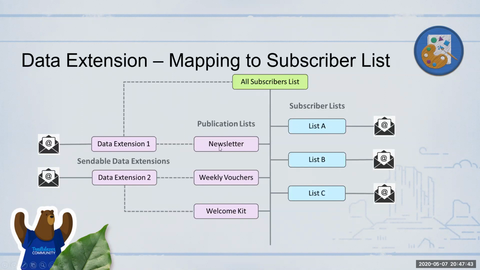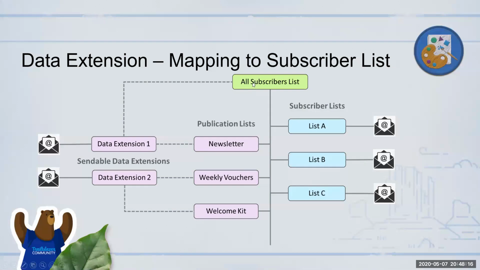It is very useful when you have different types of publications, for example, the case that I gave you. If you are sending a newsletter as one communication, weekly vouchers, or a welcome kit, each one is a different type of publication or communication that you're planning to send out. Every time I'm sending a newsletter communication and using a data extension with it, if I tie it to this particular publication list, the good thing is that when a person unsubscribes from that newsletter email, they will only be unsubscribed at the publication list level.